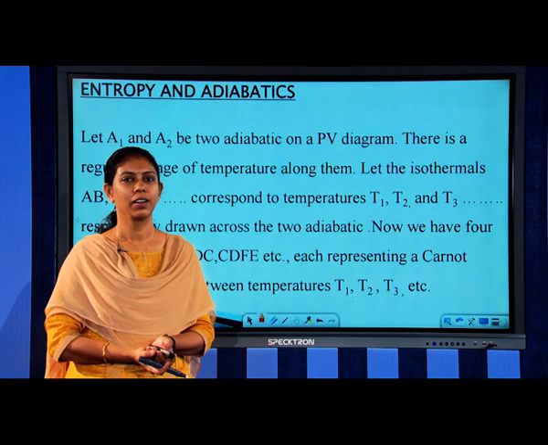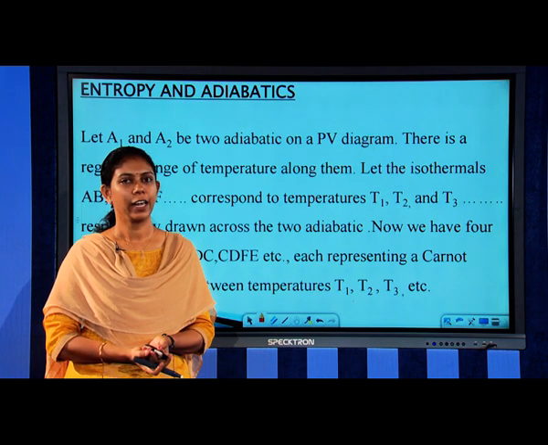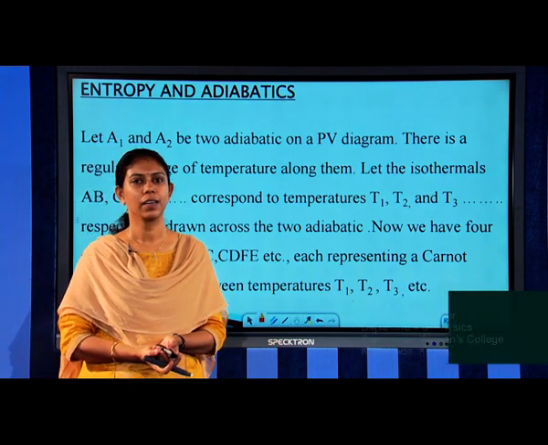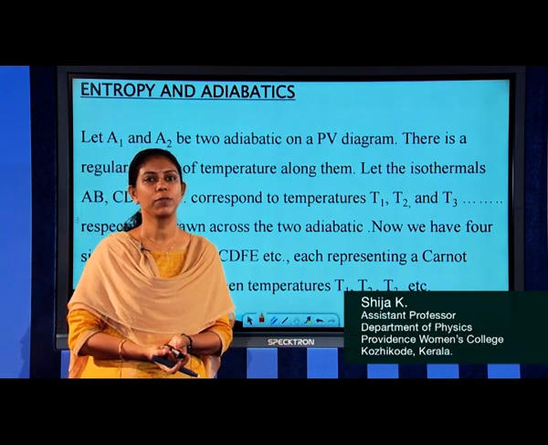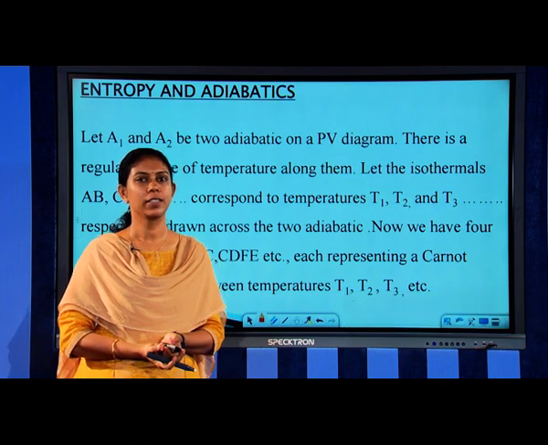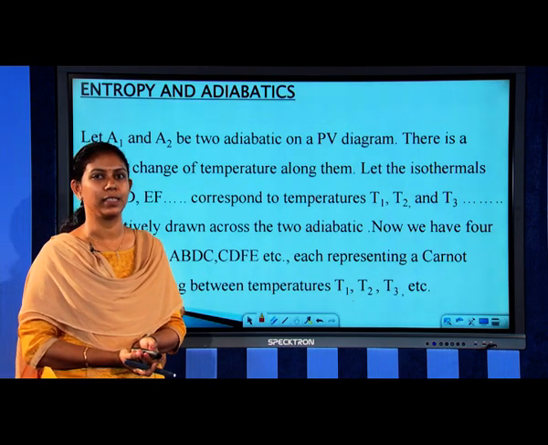Welcome all. In the last section, we discussed the second law of thermodynamics. Today, we are going to discuss more properties of the thermodynamic function entropy. Here we discuss the relation between entropy and adiabatics.